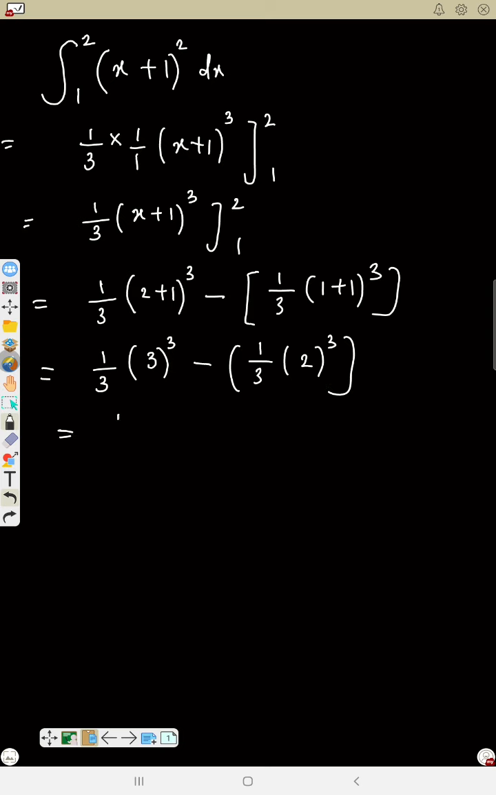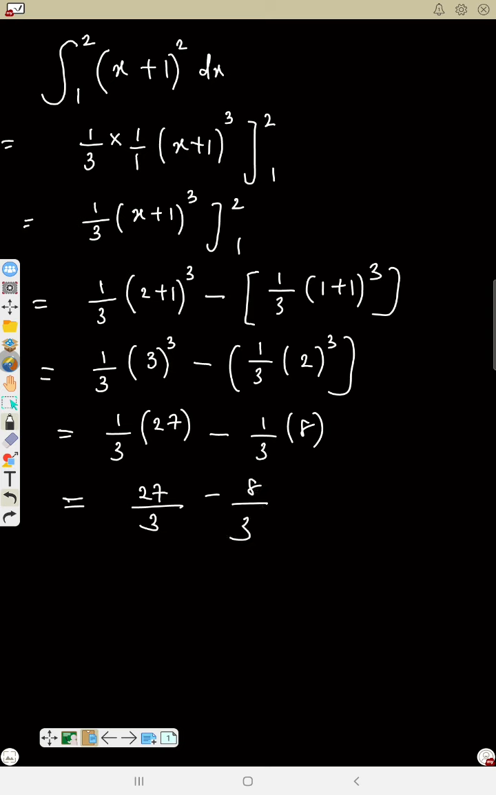So now this will become 1 over 3, 3 raised to power 3 is 27, minus 1 over 3, 2 raised to power 3 is 8. The rest will be easy. So this one will be 27 over 3 minus 8 over 3. So what's the LCM? LCM is 3. 3 in 3, 1. 1 times 27 minus 3 in 3, so 8. 27 minus 8, that should be 19 divided by 3.